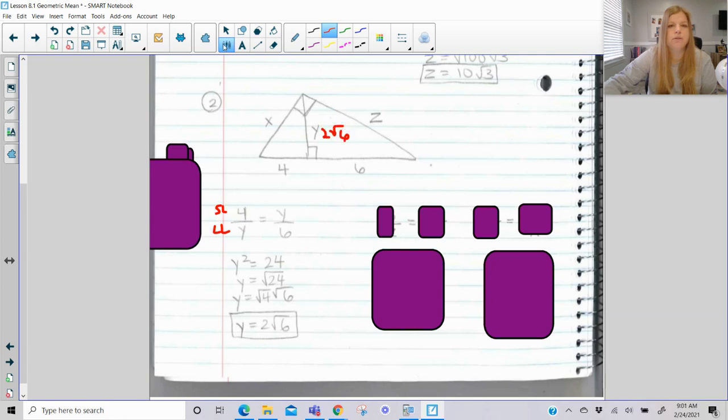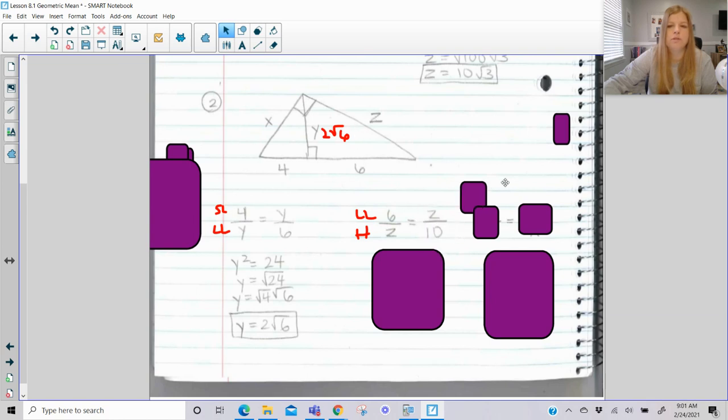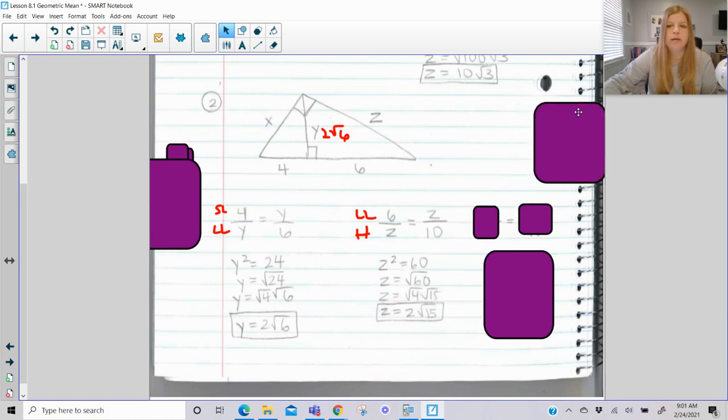So now if I wanted to, let's say, solve for z, it doesn't really matter. z is a hypotenuse and it's a long leg. So if I set up 6 over z, and 6 is the long leg, and the hypotenuse is z, I need another long leg and hypotenuse. Well, 6 over z would be equal to z over 10. So the long leg here over the entire hypotenuse. Okay, cross multiply, and we get 2 radical 15.